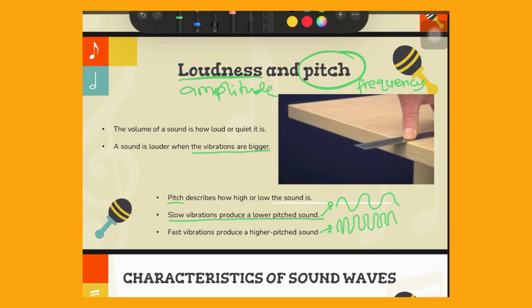Now for the amplitude, the loudness. This one and this one. This one has a higher amplitude, right? Higher amplitude. This is lower amplitude. So it means this transverse wave has a louder sound than this one.